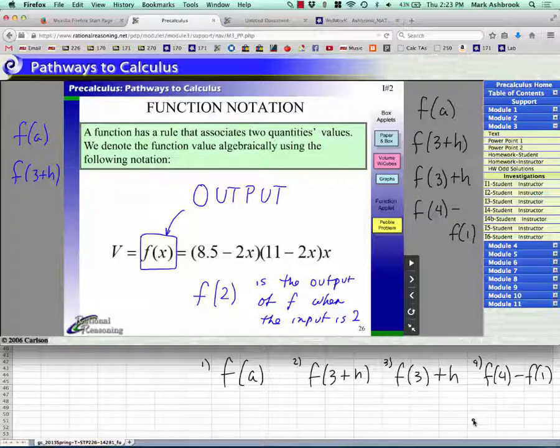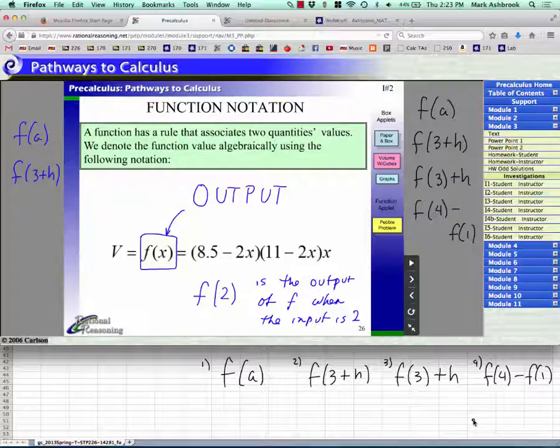Okay, so how about f of a? Jake, what's f of a? I think that it's the same as like f of 2, the original. Well, forget about that. I want to hear what f of a is. Tell me what f of a is. f of a is the output of f when the input is a. It's an output quantity. So it's a volume. It's a certain volume when the square cutout length is a.